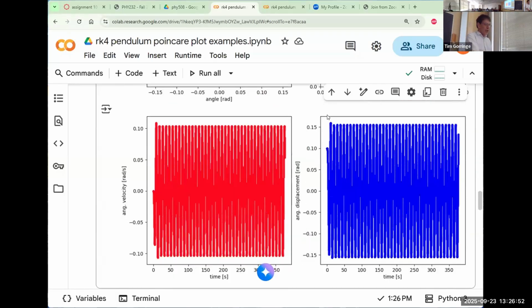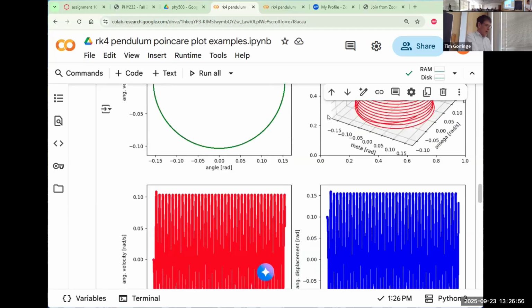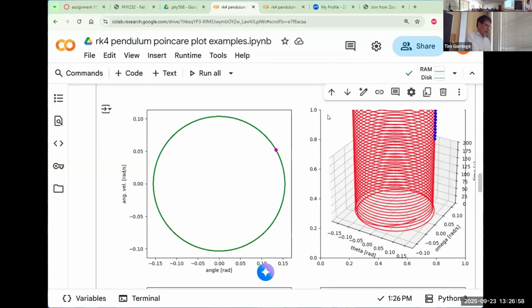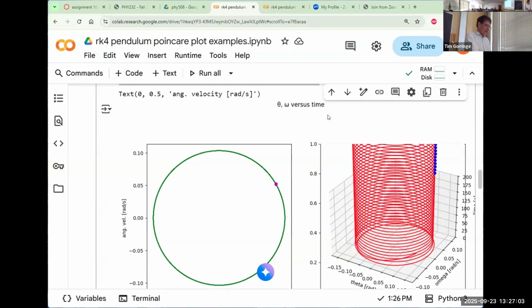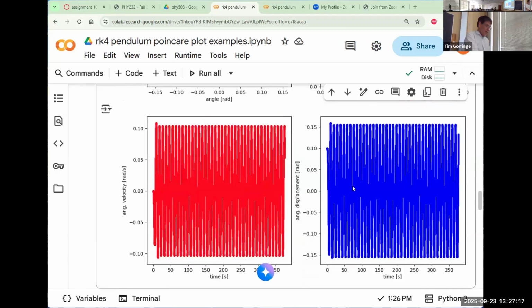So I won't keep showing you these two plots, the theta and the omega versus time, but we've met those before. This is the case of the phase-space plots and the Poincare section plot. Now we've got a driving force. Let me show you one thing.